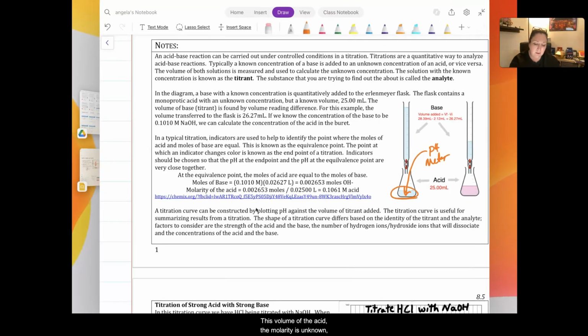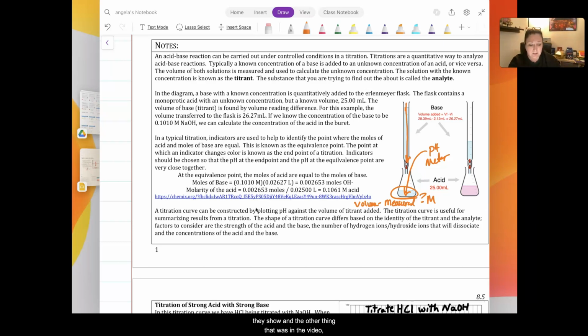Okay, so click back over to our picture. This volume of the acid, the molarity is unknown, but we measured the volume. So we know it's however many milliliters it is. So we know the volume of the acid, we don't know the concentration. And so we're dropping in this base through this burette, and then we're measuring the pH, and the H+ is reacting with the OH- and making water, and reacting and making water, and all of a sudden our pH shoots up really, really high.